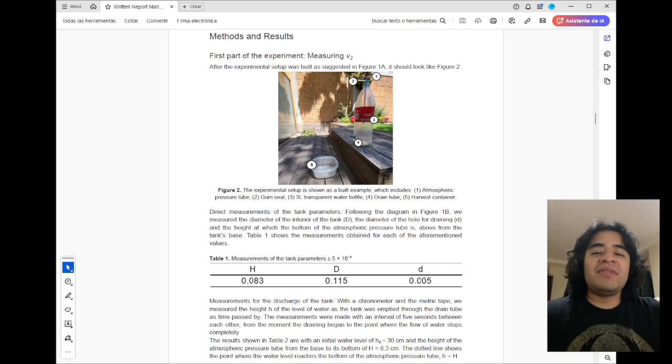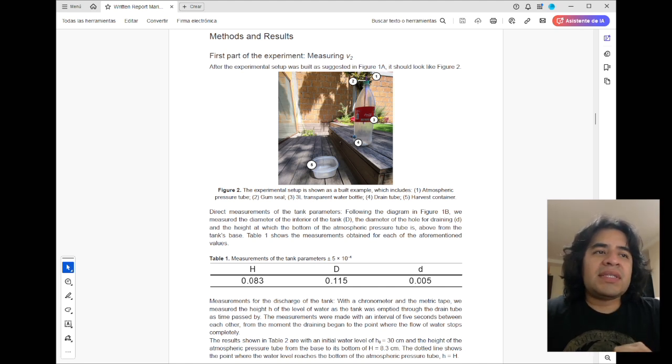The experiment was divided into two parts. First, we measured the exit velocity of the water, and then we estimated the gravitational acceleration. Let us review the first part of the experiment. Figure number 2 shows the experimental model used for taking measurements, and from this model, we took three main measurements.